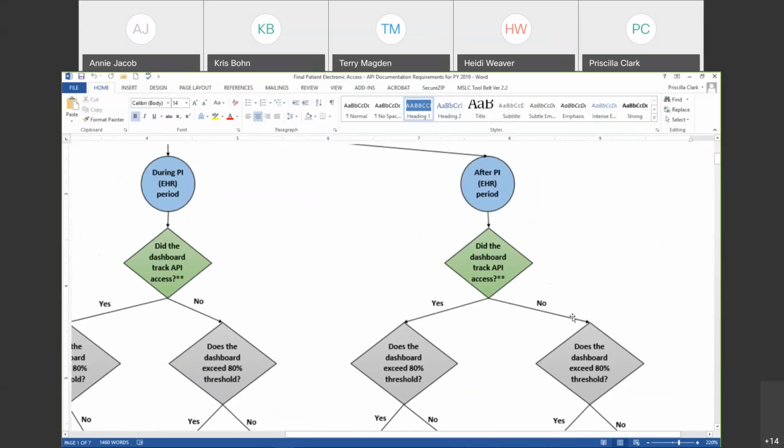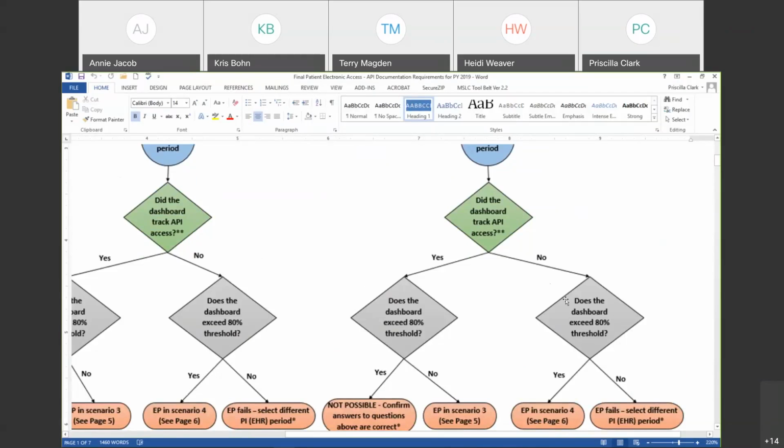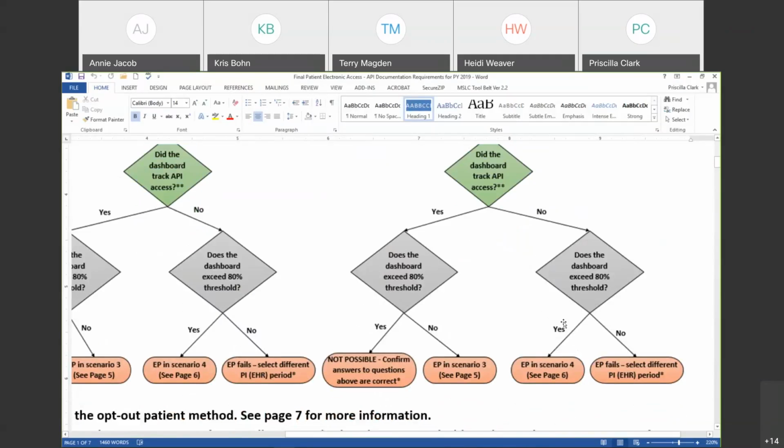If no, you're going to ask the question, does the EP dashboard exceed 80% threshold? If yes, that means the EP is in scenario 4, and you're going to look at page 6 for what documents should be submitted. Going back, if the dashboard does not exceed 80% threshold, the EP fails, and we suggest that the EP try selecting a different PI reporting period.